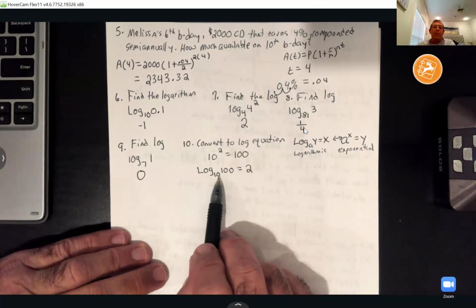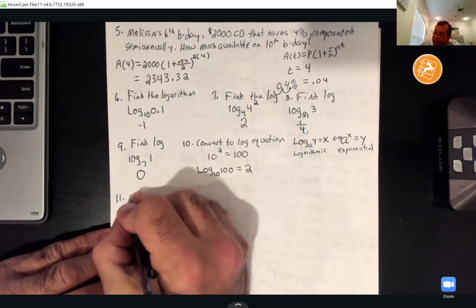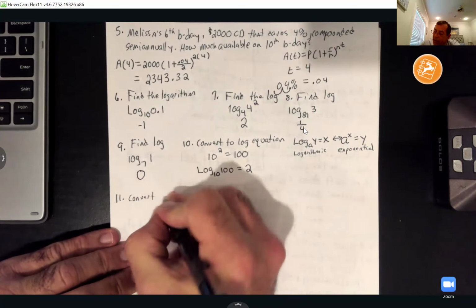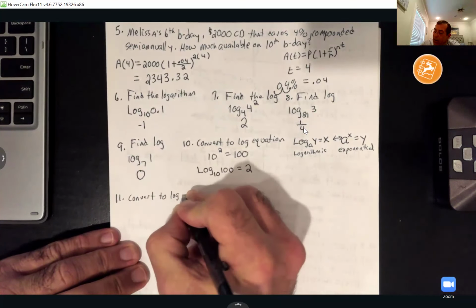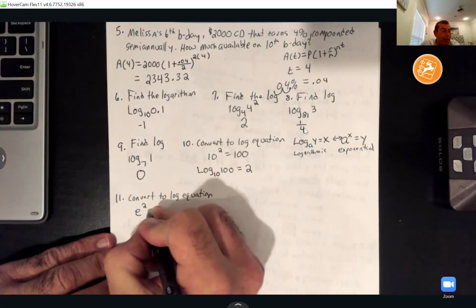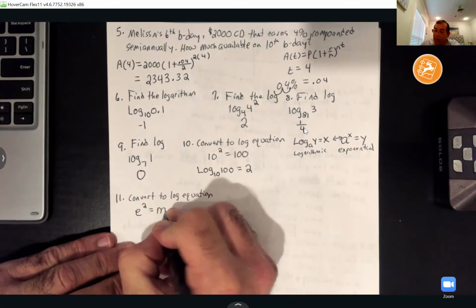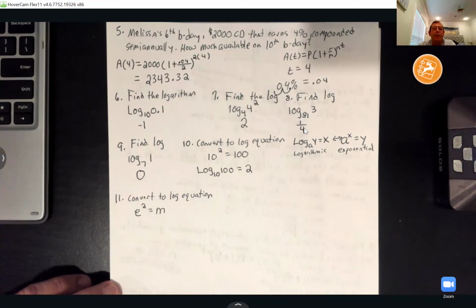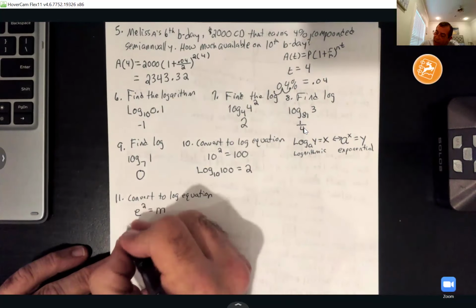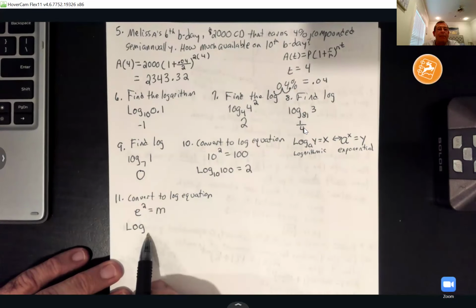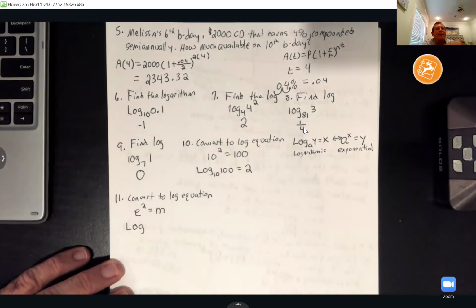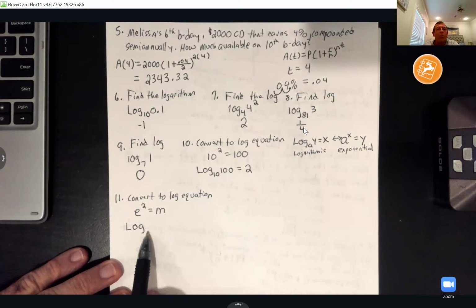Right now there's 2 doing that. So this one says convert to a log equation. e squared equals m. So if we're going to turn it into a log, we got to write log. So I need the base. So what's my little subscript base going to be?